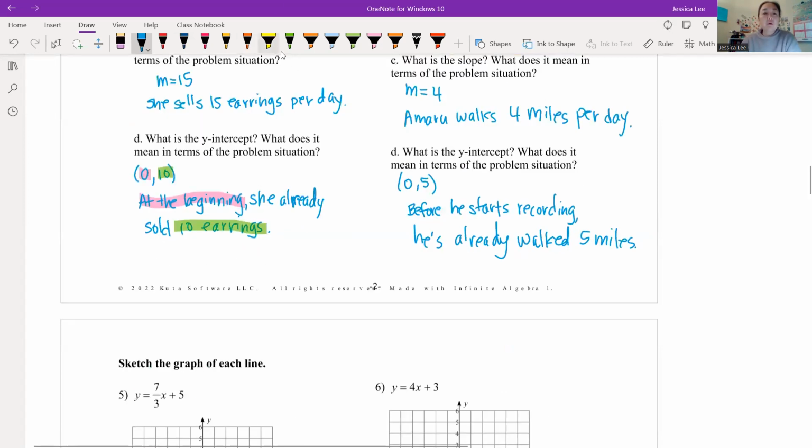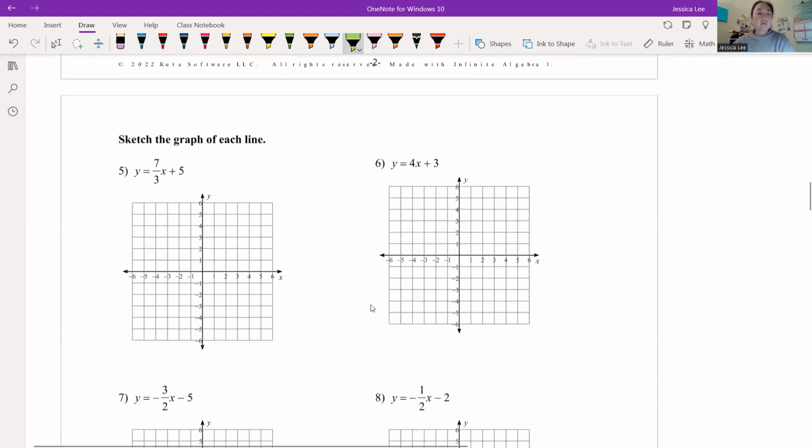So again, 0 is found right here. Where is the 0 found in our statement? Before he starts recording. All right, and then where's the 5? The already walking 5 miles. Both parts are already addressed. Happy days. All right. Now 5 through 10 are the same thing.